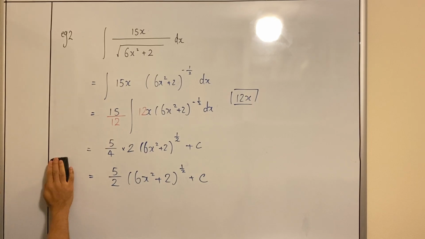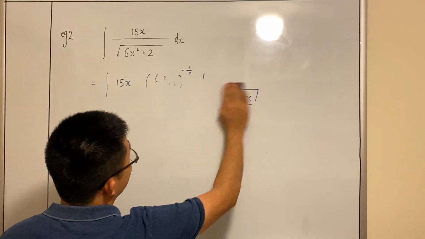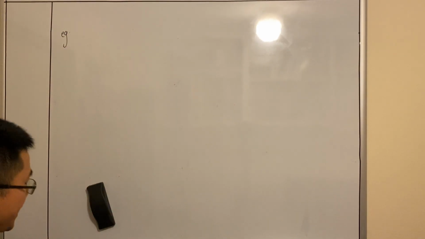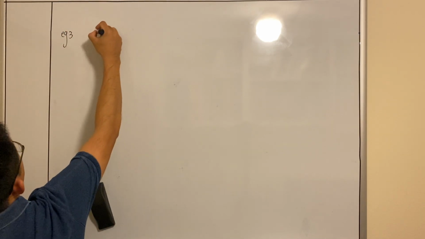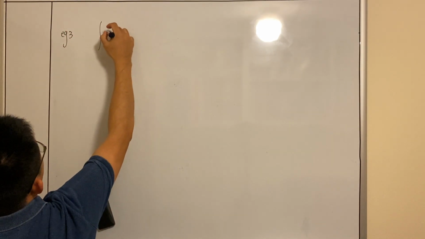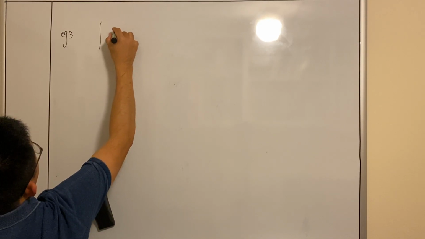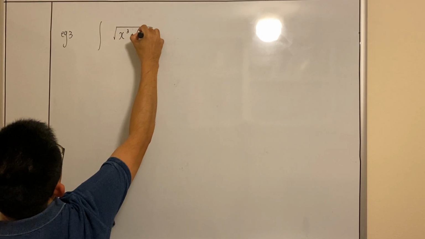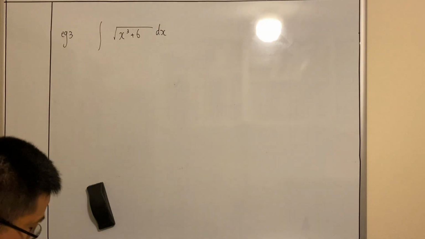Okay, we're going to move on to another example. All right, now this time it's going to be a tricky example here. All right, tricky example is example 3. So let's integrate. Let's say we are going to integrate something like square root of x to the power 3 plus 6. And we do dx. Now here comes the question.